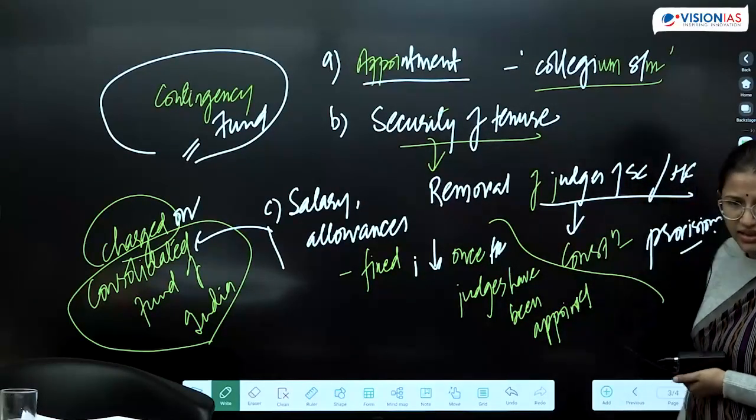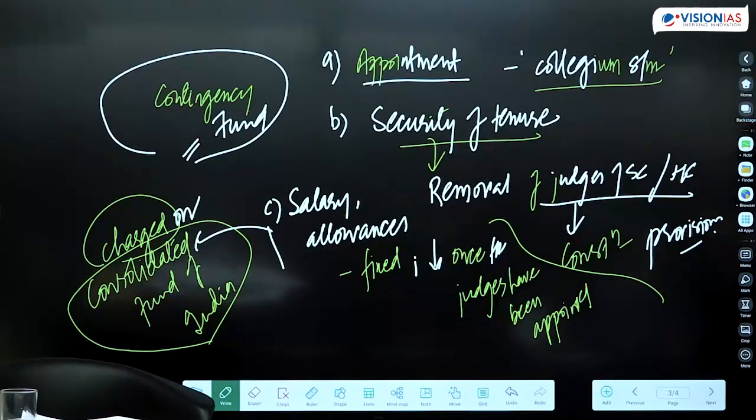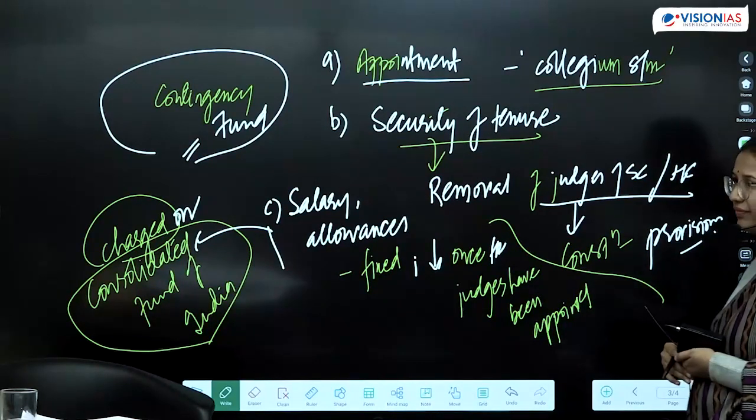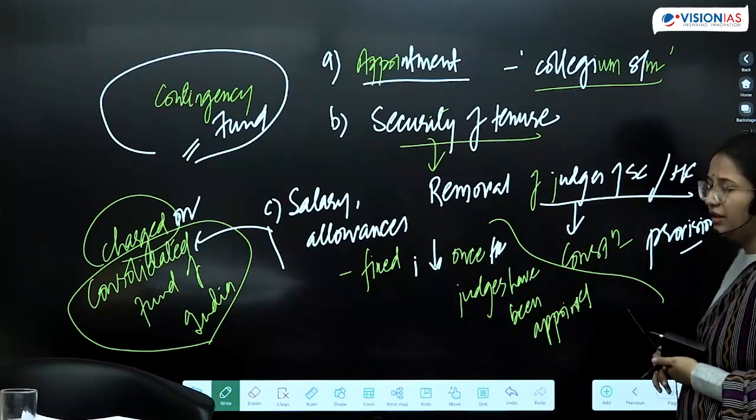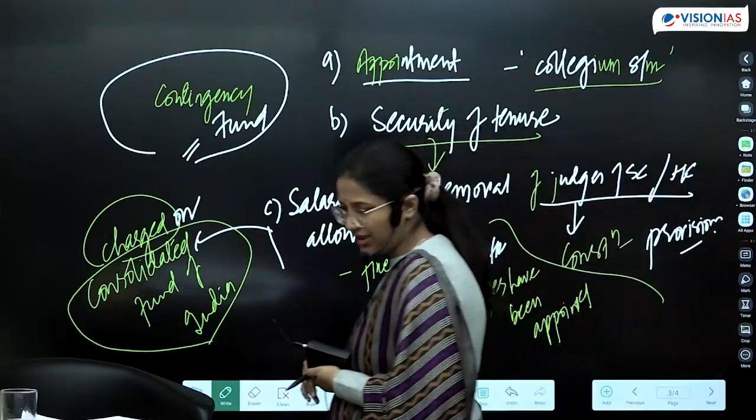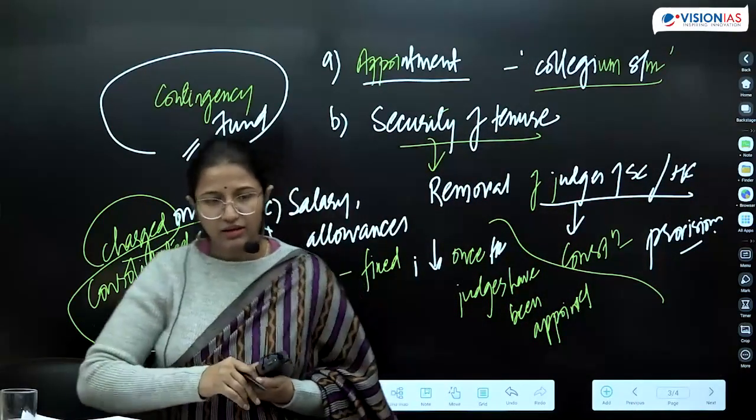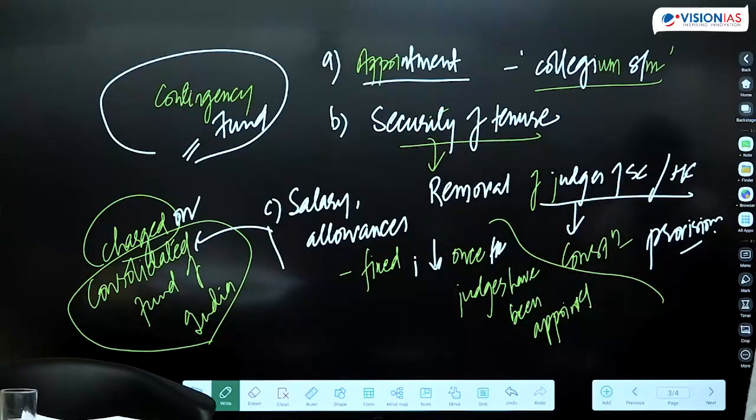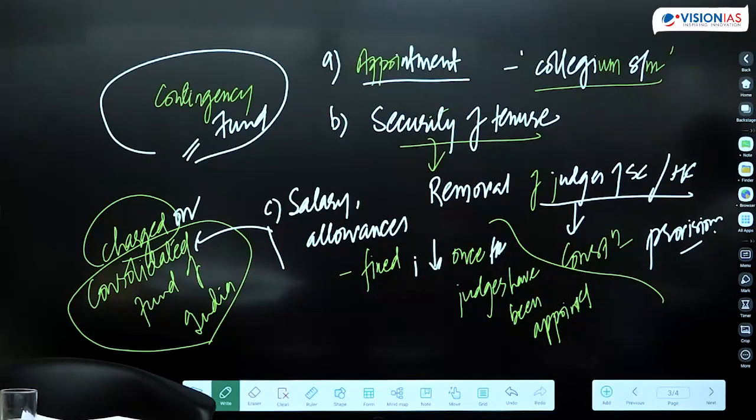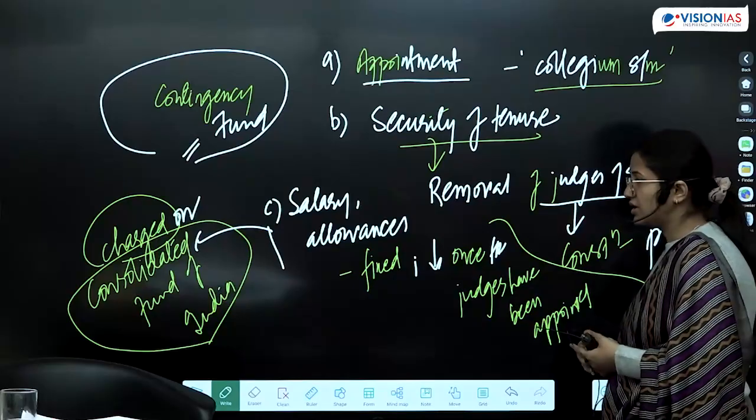Next point is security of tenure. Put a hyphen. Removal of the Supreme Court or High Court judges is based on constitutional provisions.